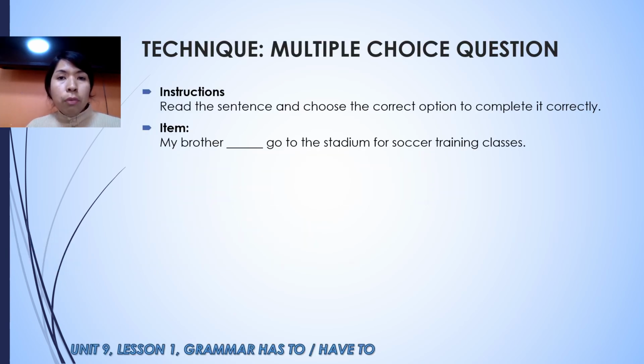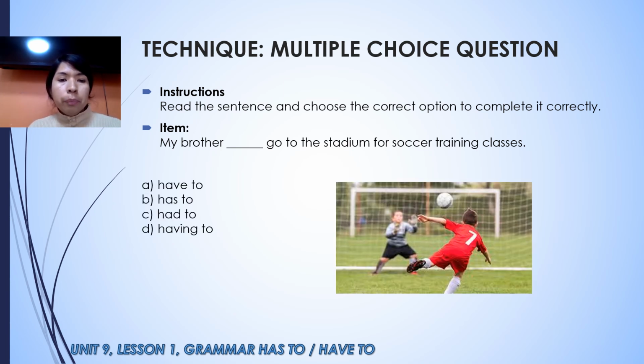The process I follow first is to select the focus of testing. In this case, it is unit number 9, lesson 1, grammar: has to and have to. Because the vocabulary is related to health and fitness, I created this test item: "My brother ___ go to the stadium for soccer training classes." And I also created 3 distractors and 1 correct alternative.